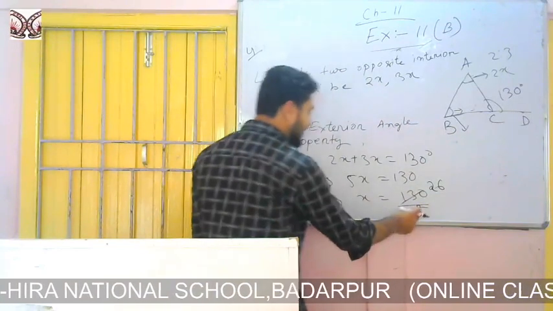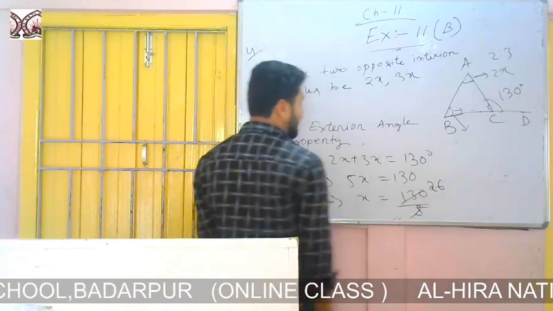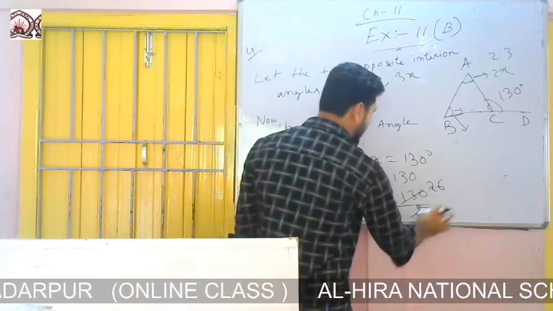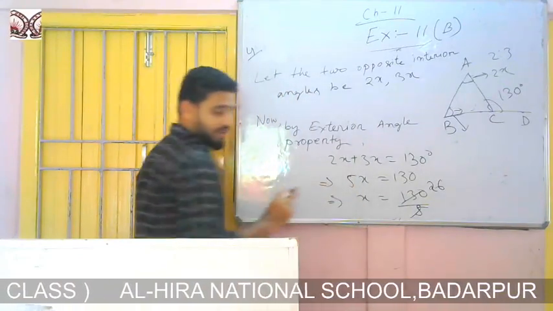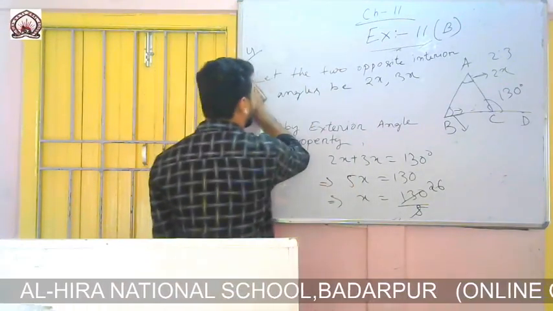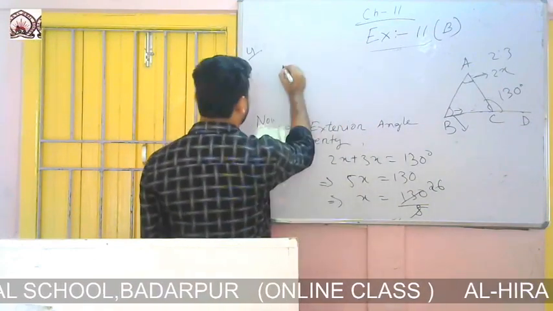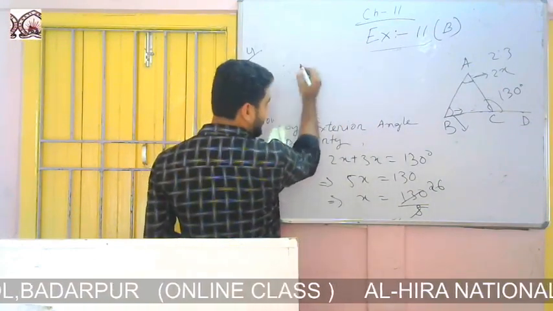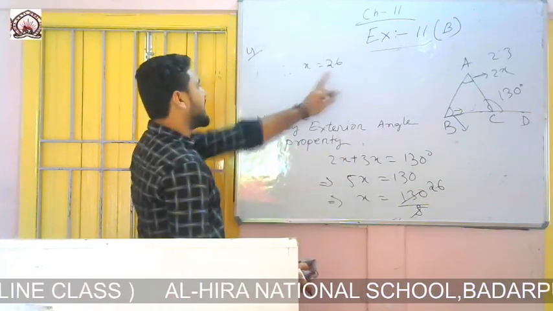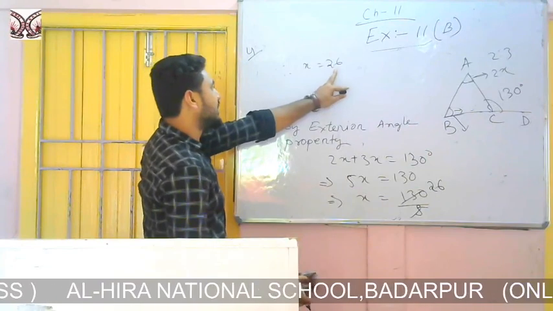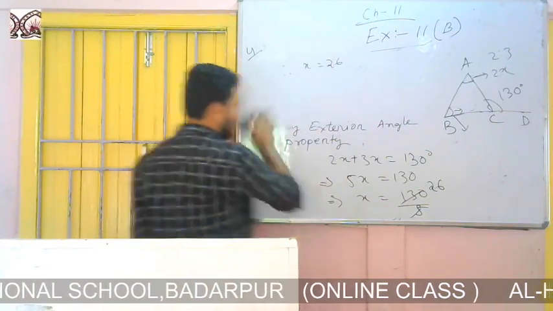How? If I cancel, then 3 2 are 5, remain 3, and 3 5 are what? 5 6 are 30. Okay, therefore x equals to what? X equals to 26 degree. Earlier I have made mistake here. In place of 26 degree, I have written 30 degree. So you make correction.